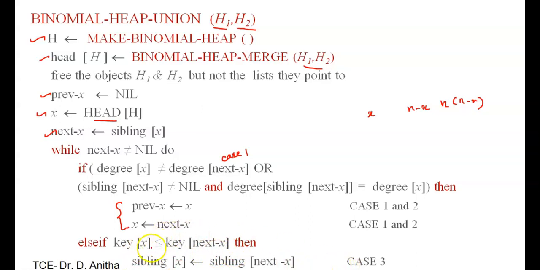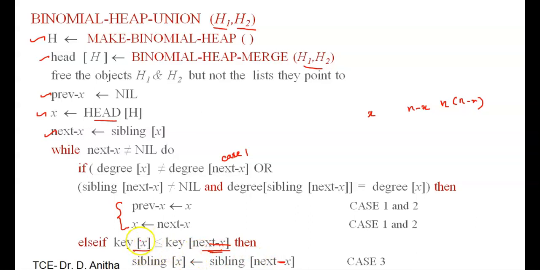Right? So case 3, I have to check the keys. Which key is minimum? If it is x, I have to make next x to be its child. If it is next x, then I have to make this as child. Please do not interpret this as minus. It is actually next x. It's a variable, a complete variable. Since it's a pseudocode, it is given like that. It's a simple variable, right?